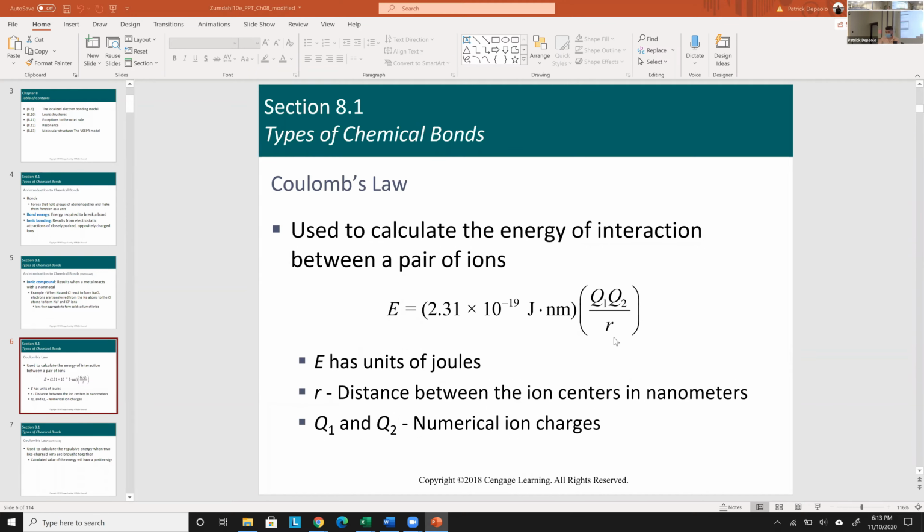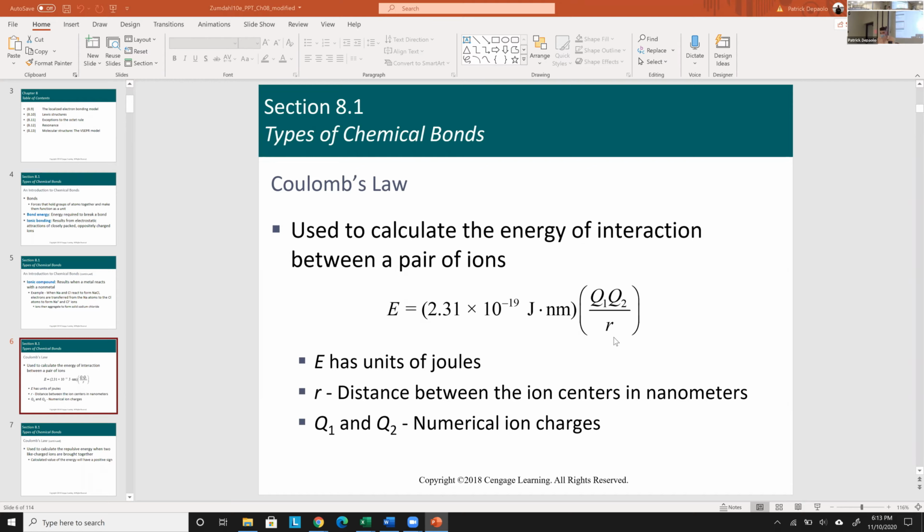So if it's +2 and -2, you'd put 2 times 2. The other variable is radius, R. R is the distance between the ion centers in nanometers, and that varies with every ion. Let's say they give you a question like this: you have sodium and chlorine. Chlorine's radius is 1 nanometer, and sodium's radius is 2 nanometers. What's going to be the distance between both the nuclei?